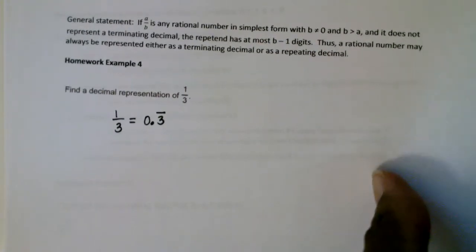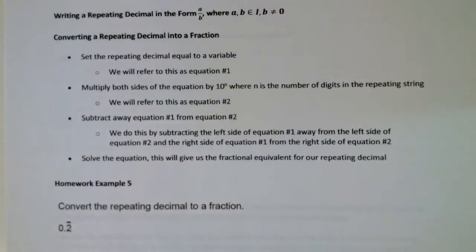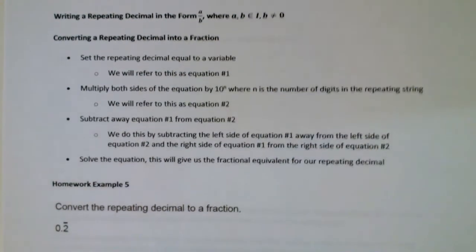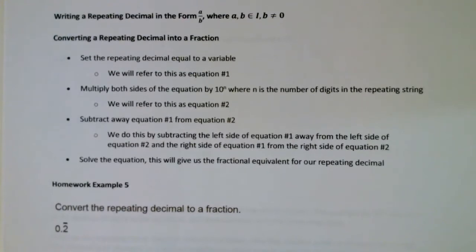All right, on the next page is this. Now we've already converted from a fraction to a decimal. Now, let's say we had a repeating decimal, and we want to write that in the form of A over B, where A and B are in the set of integers where B is not equal to 0. All right, to do that, we need a procedure for this. And here it is right here. This is how we convert a repeating decimal into a fraction.